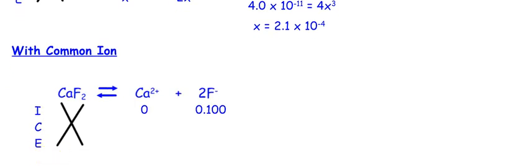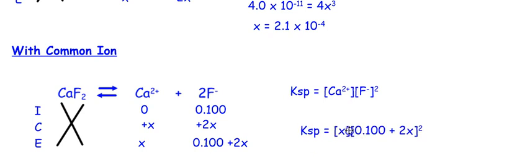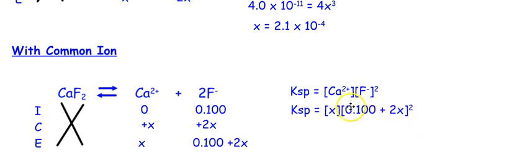So here is this. So now this is x plus 2x, and look what I have here. So my KSP is this, and here is with my 0.100 plus 2x. Well, take a wild step. What do you think I can do here? All right, I'm going to assume the x is small. All right, so what happens here?